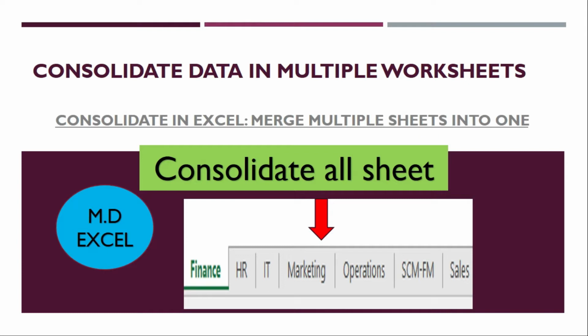Today I will discuss how to consolidate data in multiple worksheets. Consolidate data in Excel, merge multiple sheets into one sheet. You can see here there are many sheets: finance, HR, IT, marketing, operation, SCM, FM and sales. All these sheets will be merged into one sheet. That means this is consolidation and making one meaningful report.